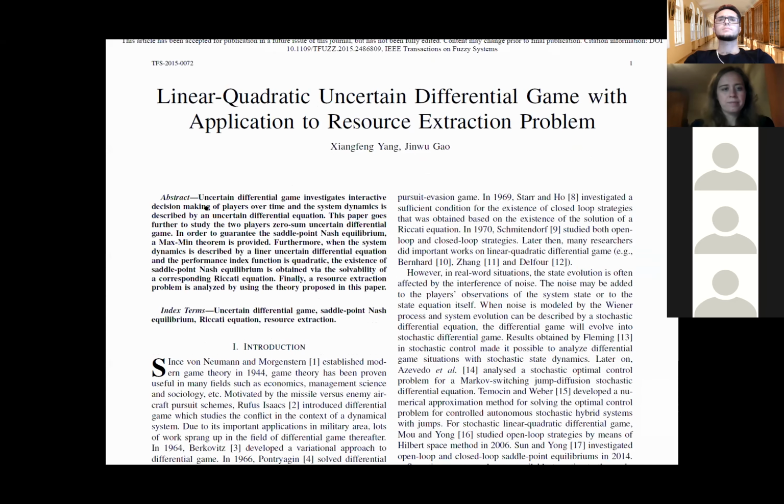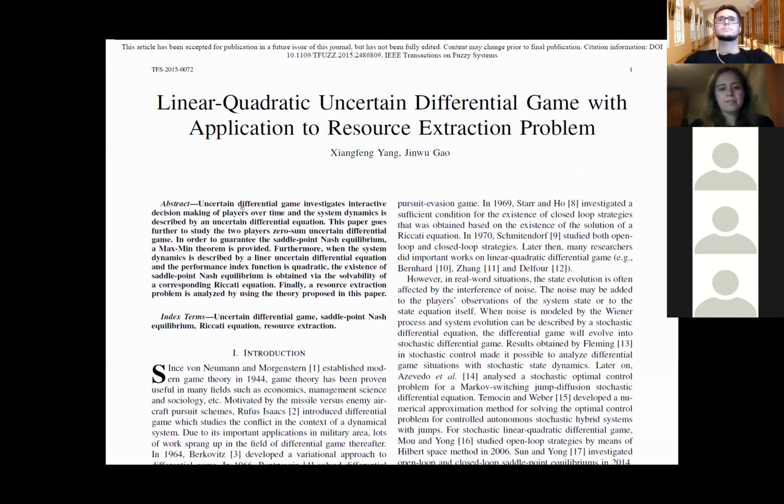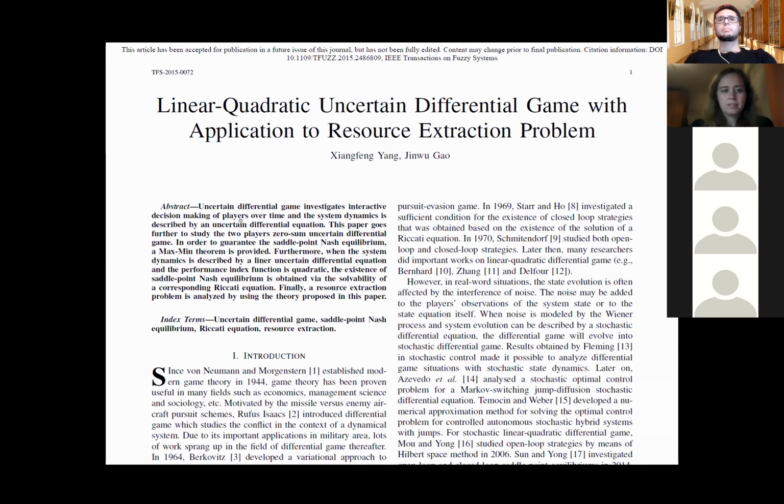Yes, this paper. This is the abstract. This paper is about uncertain differential game. Uncertain differential game investigates interactive decision-making of players over time, and the system dynamic is described by an uncertain differential equation. This uncertain differential equation is different from a stochastic differential equation. Here, I will introduce uncertain differential equations simply.